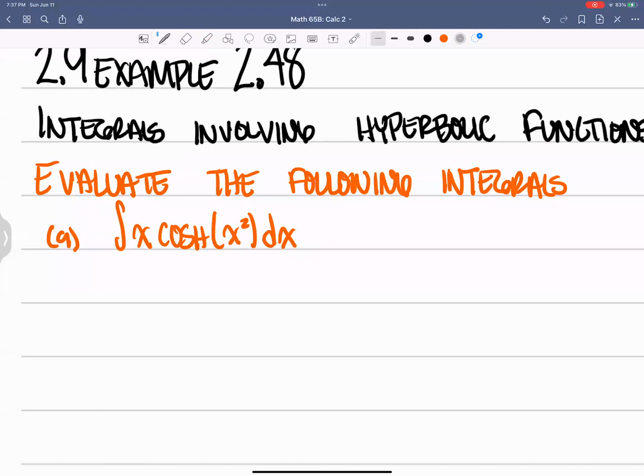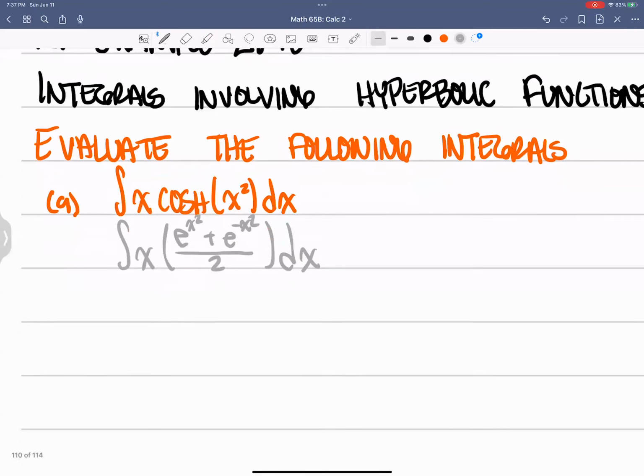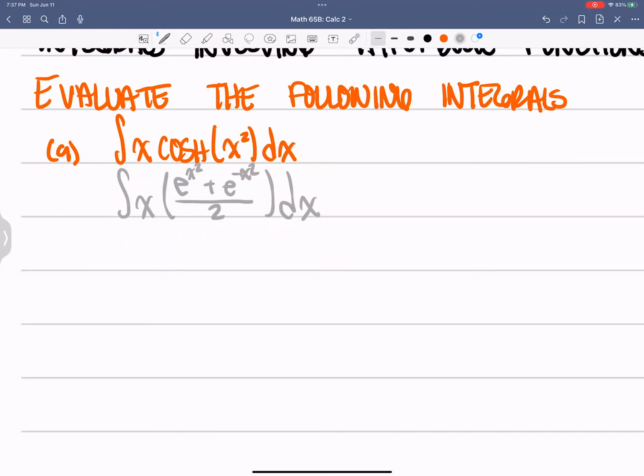Before we start anything, let's turn that hyperbolic cosine function into its exponential equivalents. So we have x times e to the x squared plus e to the negative x squared over 2 dx. All right, so that's what it looks like. What I want to do is look at this and turn it into something that we're used to.